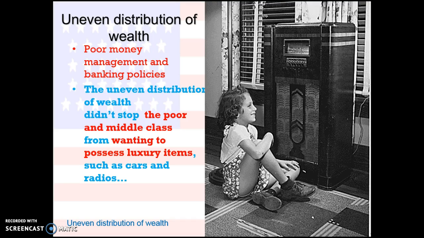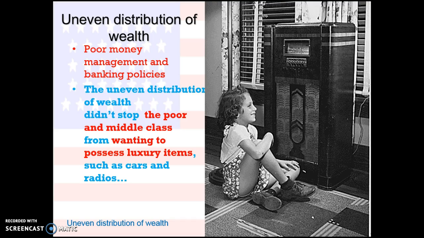All right, so uneven distribution of wealth. So we have this girl sitting here at the radio, and this just talks about basically poor money management and banking policies. So there's all these new things like credit and banks and loans that are taking place, and for all of these things that have been mass produced. So the problem is that even though all of these new things happen, the uneven distribution of wealth, if you remember, a very small percentage of the population has most of the wealth in the country, it didn't stop. The poor and the middle class also wanted these luxury items, such as cars and radios. Everybody wanted them. It didn't really matter how much money they had.